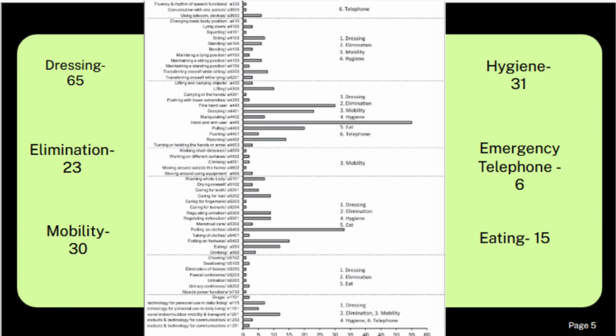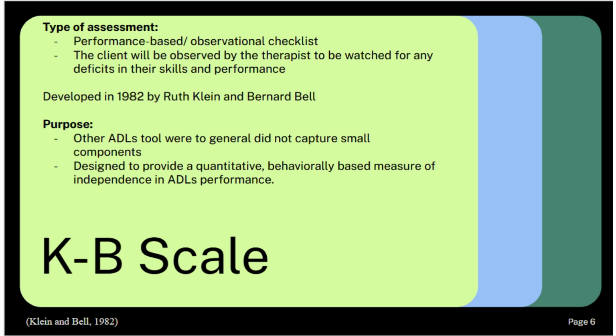Within each domain and behavior, it addresses certain things. Communication is producing conversation and using communication devices. Mobility is transferring, carrying and moving objects with the lower half, fine hand use, carrying body parts, toileting and dressing, and so on. This table breaks it down, and the longer the line is, the more behaviors it has within that category. This assessment is based on your performance and is also an observational checklist.